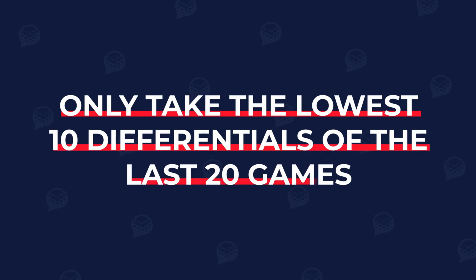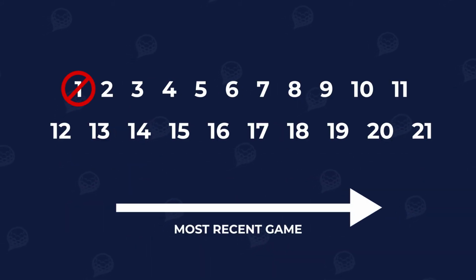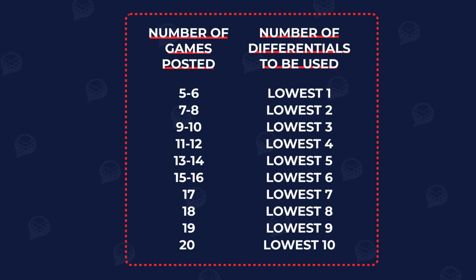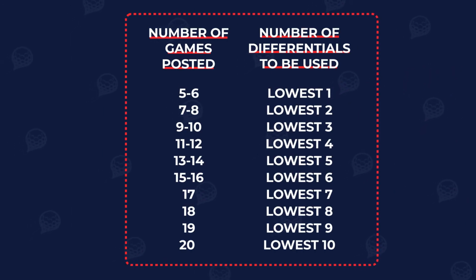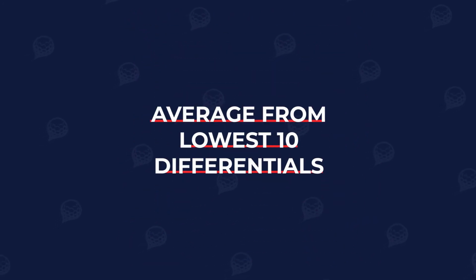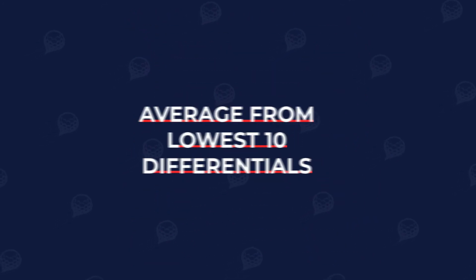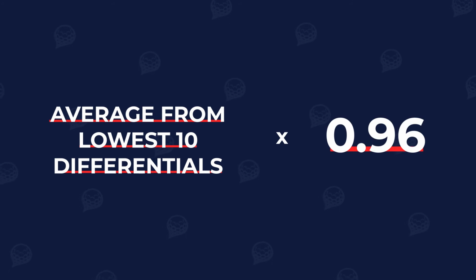Now that you have your handicap differential, are we using every handicap differential of every game to calculate your scores? No. We only take the lowest 10 differentials of your last 20 games to calculate your handicap index. If you have more than 20 games, your previous 21st game doesn't count anymore. If you have less than 20 games, you can follow this table over here. Now that I have my last 20 scores, I take the lowest 10 handicap differentials, take the average of it, and times 0.96 to get my handicap index.